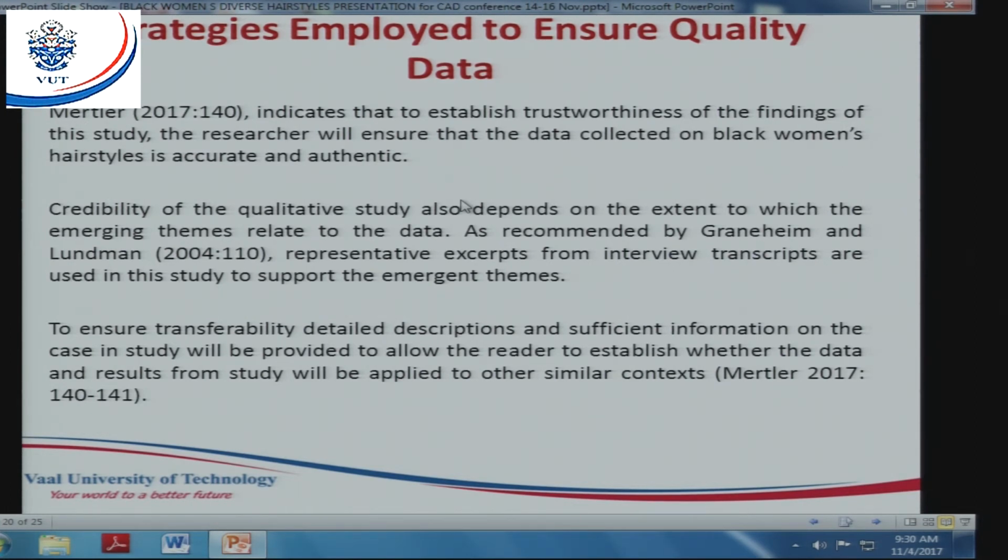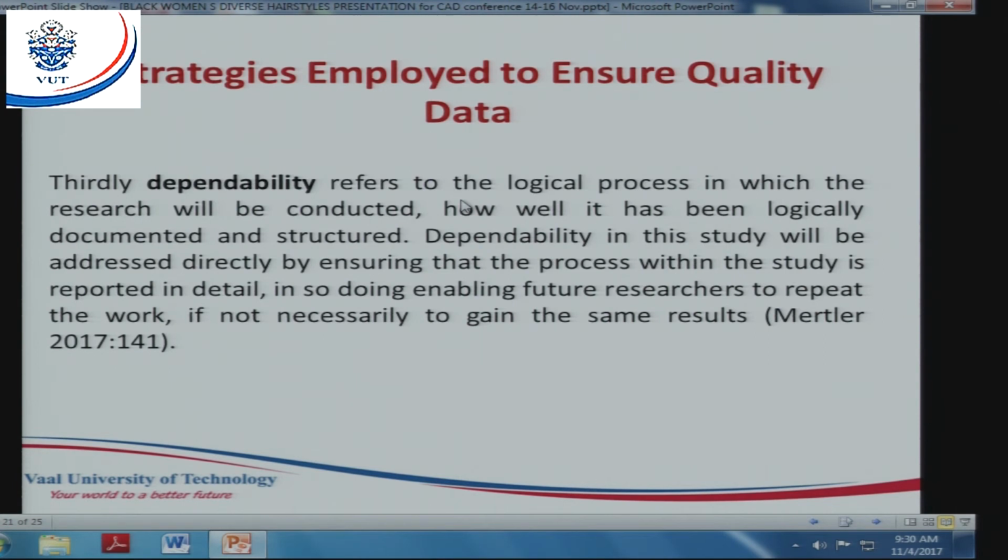To ensure transferability, detailed description and sufficient information on the study will be provided to the reader to establish whether the data and the results from this study can be applied to a similar context. Thirdly, dependability refers to the logical process in which the research will be conducted and how well it has been logically documented and structured.